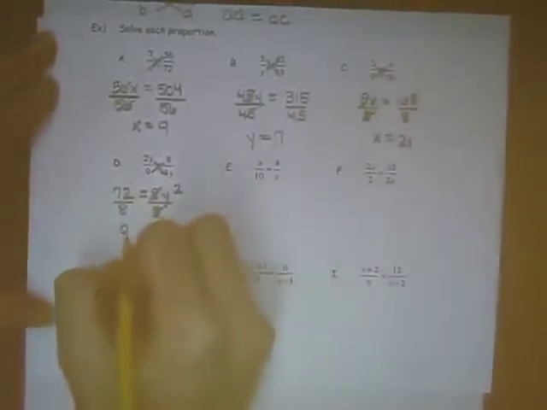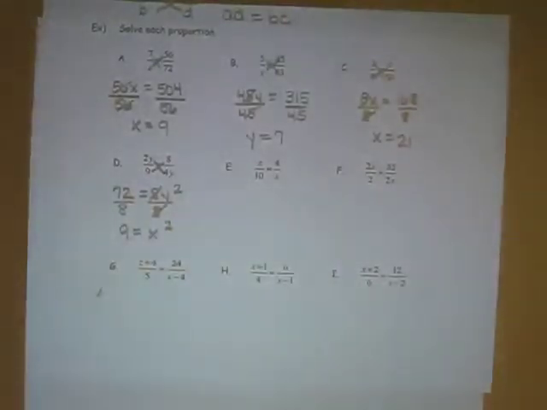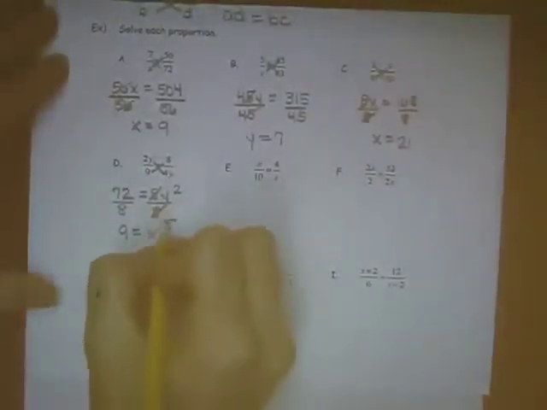72 divided by 8 is 9. And then in order to undo a square, you would square root. And when you square root that, you get 3. But whenever you have a square, you have 2 possible solutions, and it is the positive and the negative. So in this case, your answer would be plus and minus 3.